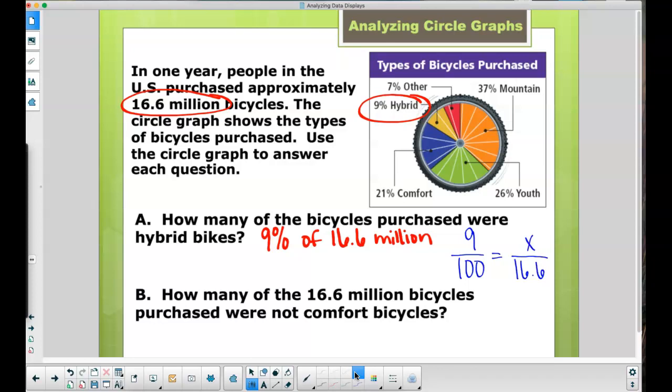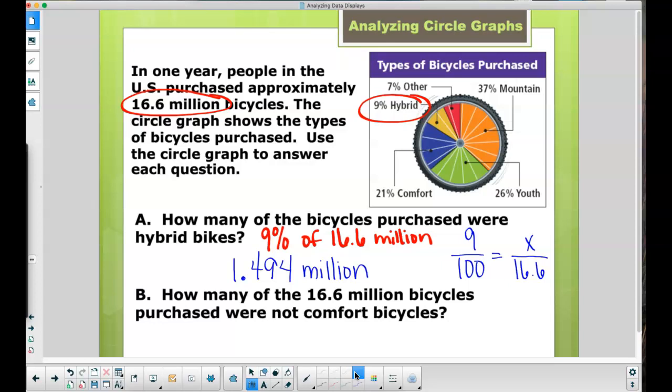Okay, this is where you need your calculator. Solve the problem. What do you get? Tyler, what'd you get? 1.49. So is it just 1.494 bikes? 1.494 what? Not percent. Million, right? 1.494 million bikes were hybrid bikes. That's a lot. Okay, but there was a lot of bikes.